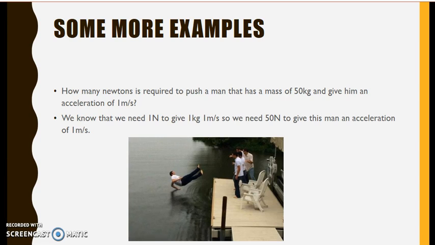But what if we want to push him with an acceleration of 2 meters a second squared? Then we will need the force of 100 Newtons. Because, 50 times 2. 50 Newtons, that's the force needed to push him 1 meter a second squared. So we need to push him twice that force. It becomes 100 Newtons. That's pretty much it.